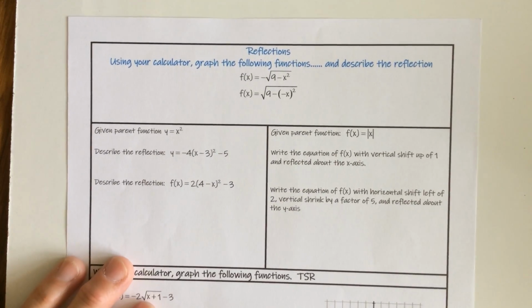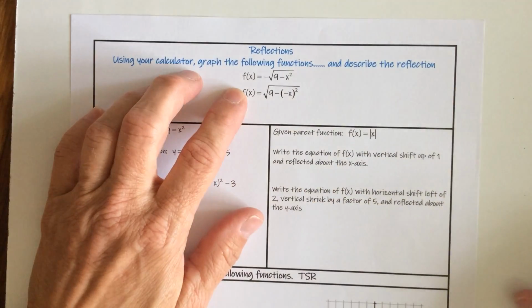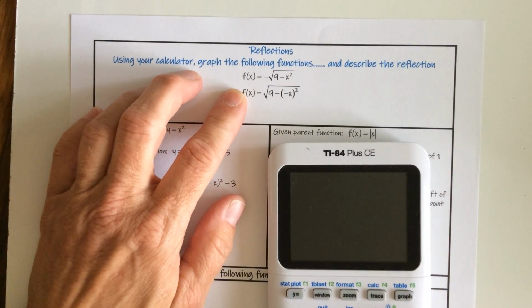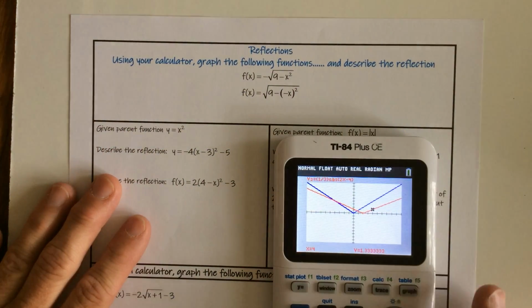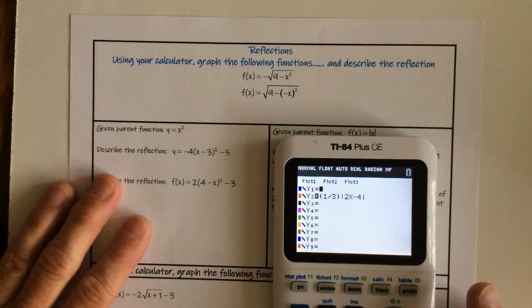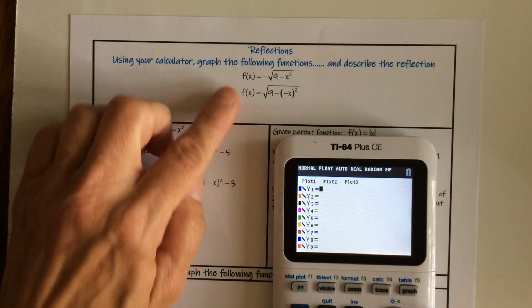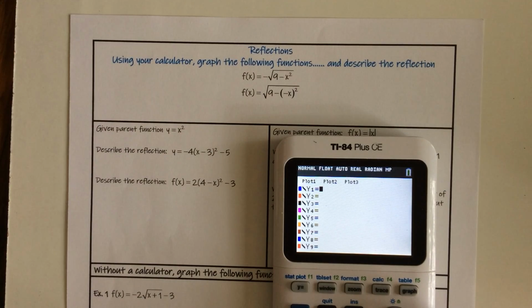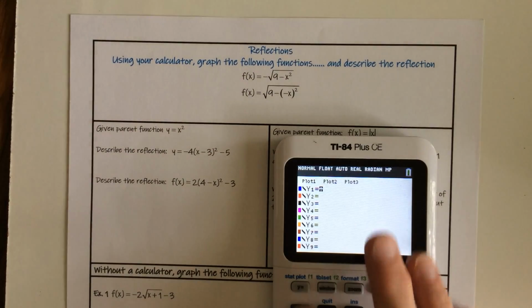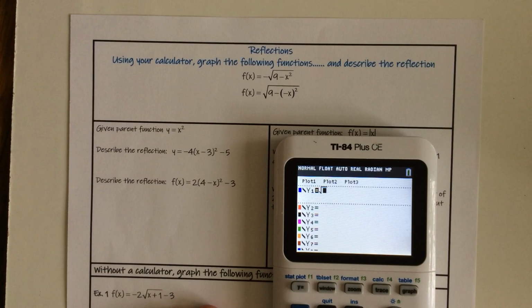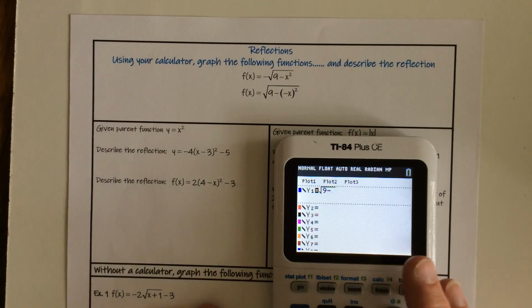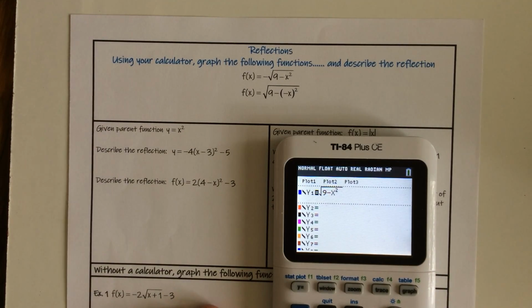So I want us to take the example that we were looking at before, and I'm going to pull my calculator in here, and I'm going to type in the original square root function that we dealt with. So we had the square root of 9 minus x squared. And just as a reminder, this is what the graph looked like.